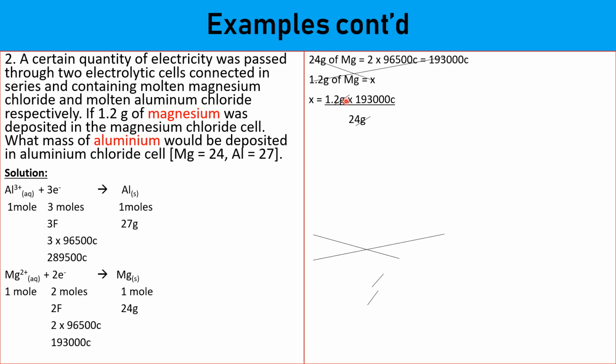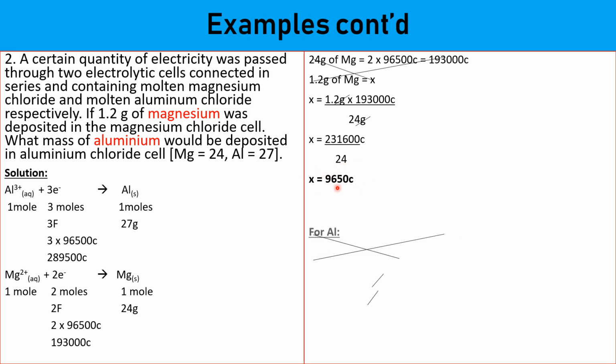We are going to have 1.2 gram times 193,000 coulomb divided by 24 gram. So gram will cancel gram, and then we have the product of these two divided by 24, which will give us the final answer to be 9,650 coulombs. So the quantity of electricity that was not known to us before, we've been able to get it here. And so this is the quantity of electricity that passed through the two cells and deposited 1.2 gram of magnesium. So what mass of aluminium will this quantity of electricity deposit?